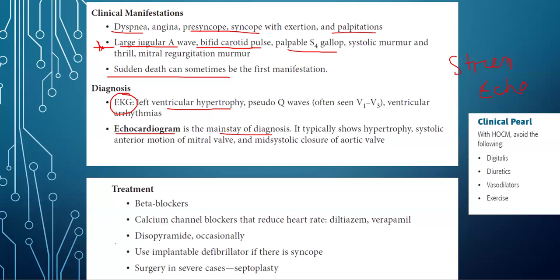Now, the treatment will be the same as for any diastolic heart failure. For diastolic heart failure, we give beta blocker and calcium channel blocker. So for this patient, you'll be giving the same treatment. Same as for diastolic heart failure, we avoid diuretics, we avoid vasodilators like nitrate, we avoid digoxin. So for HOCM patients, it is also better to avoid these medications.